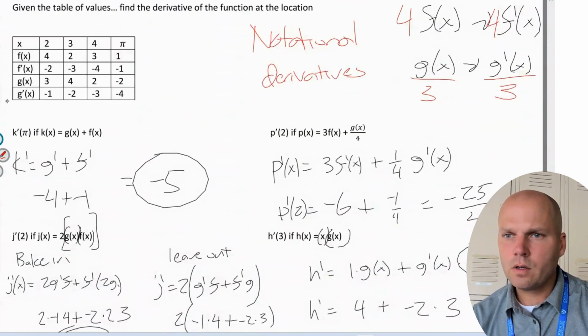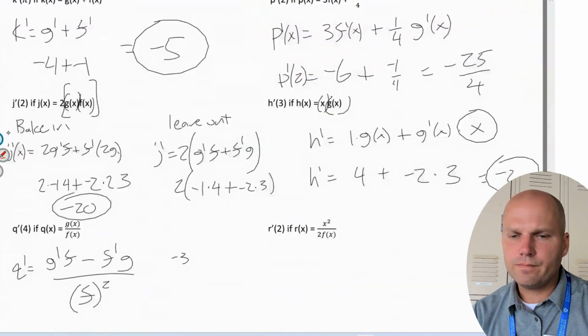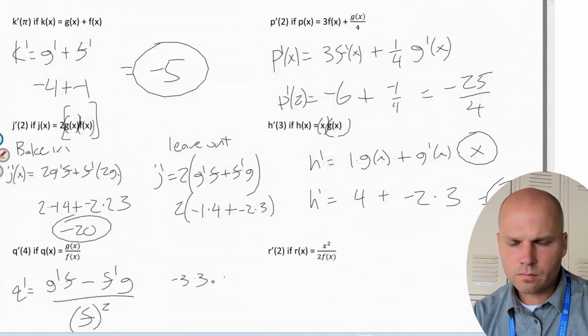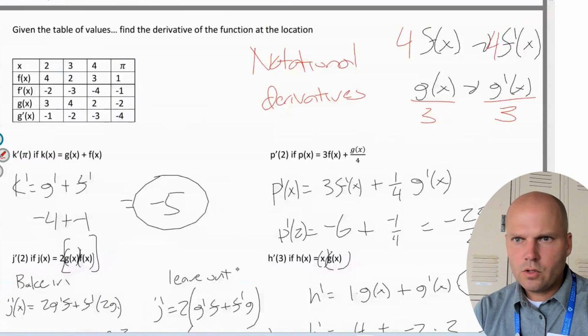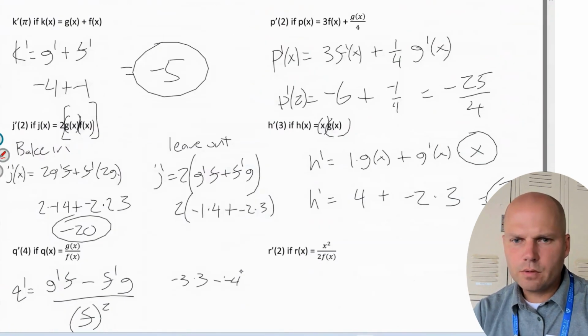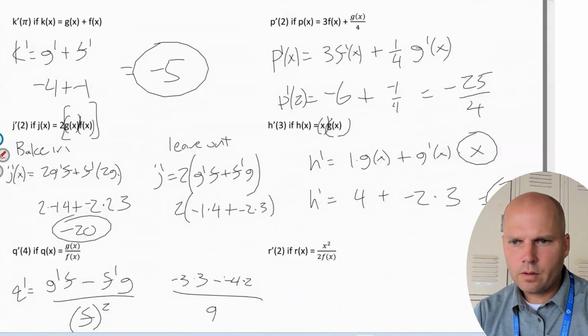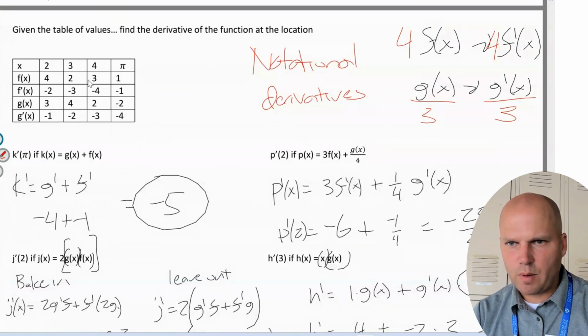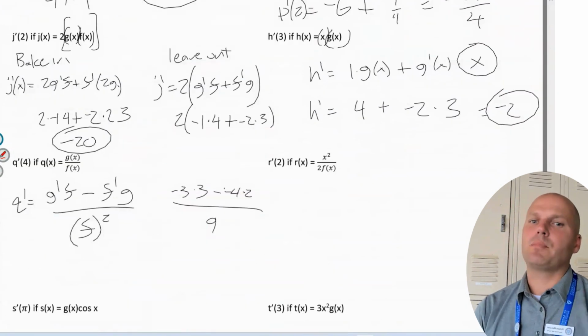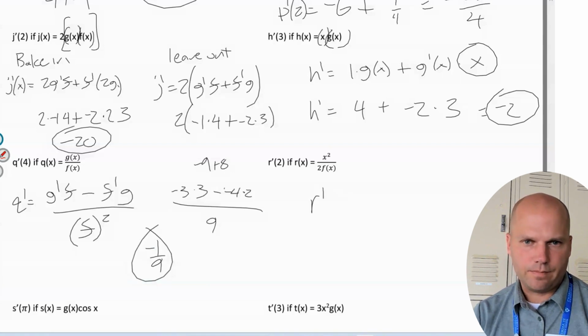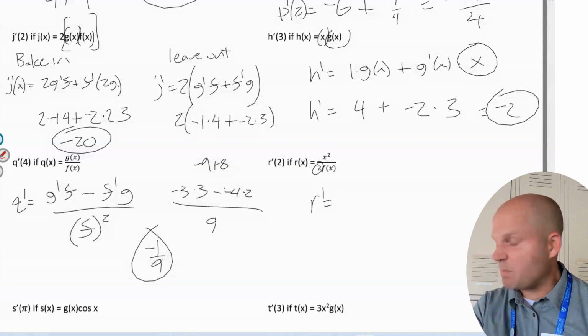F of 4 is 3. F prime of 4 is -4. G of 4 is 2. F of 4 is 3 squared. Make sure g prime of 4 is -4. Okay, so -9 plus 8 over 9 is -1/9. Right. Okay, let's do another one. What about this 2? It's up to you. You could leave it out.